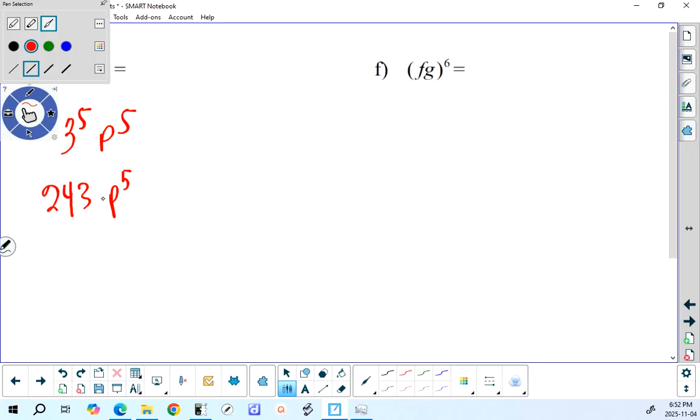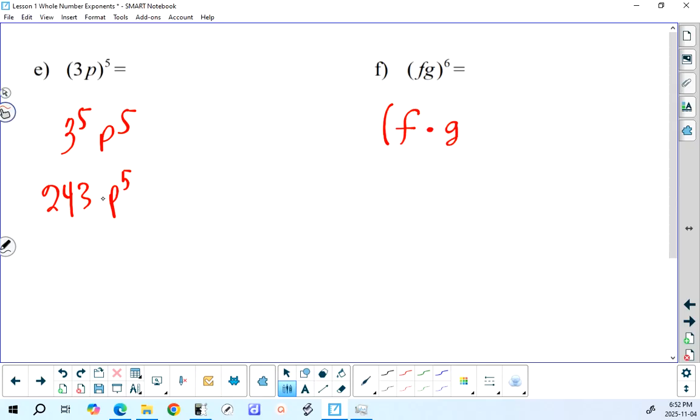Fg, quantity to the 6. This means f times g, quantity to the 6. So it's a power of a product. It's what we call a power of a product, which means a product raised to an exponent, in this case of 6. We apply that exponent to both factors of the product. So it's f to the 6, g to the 6.